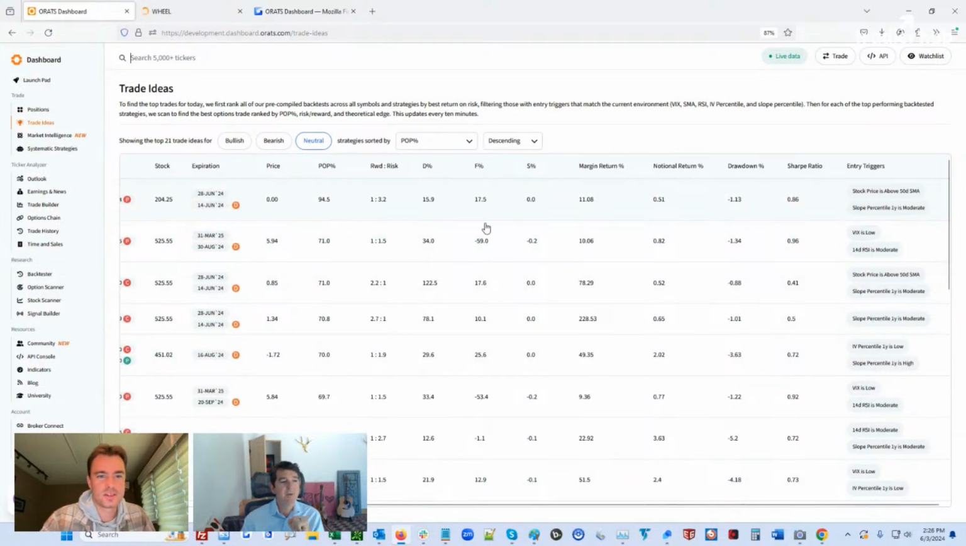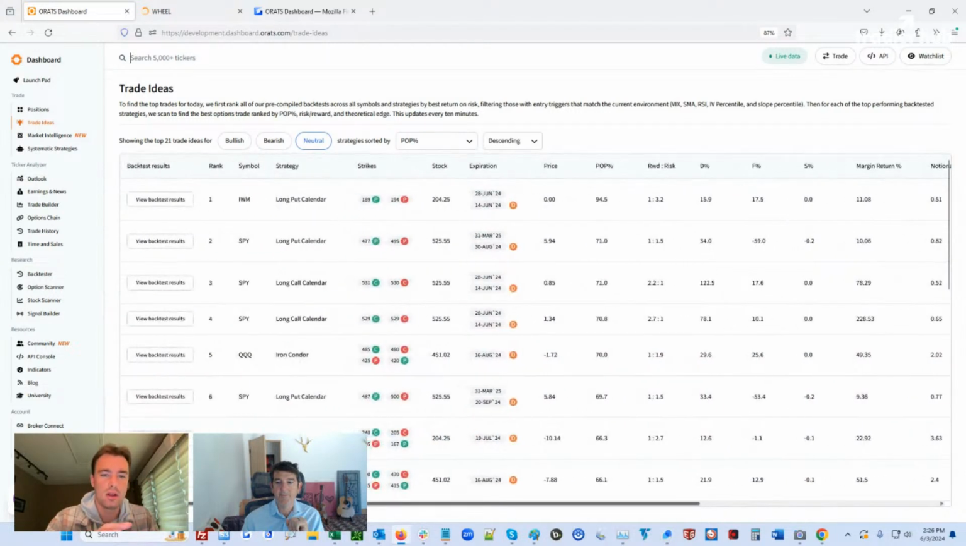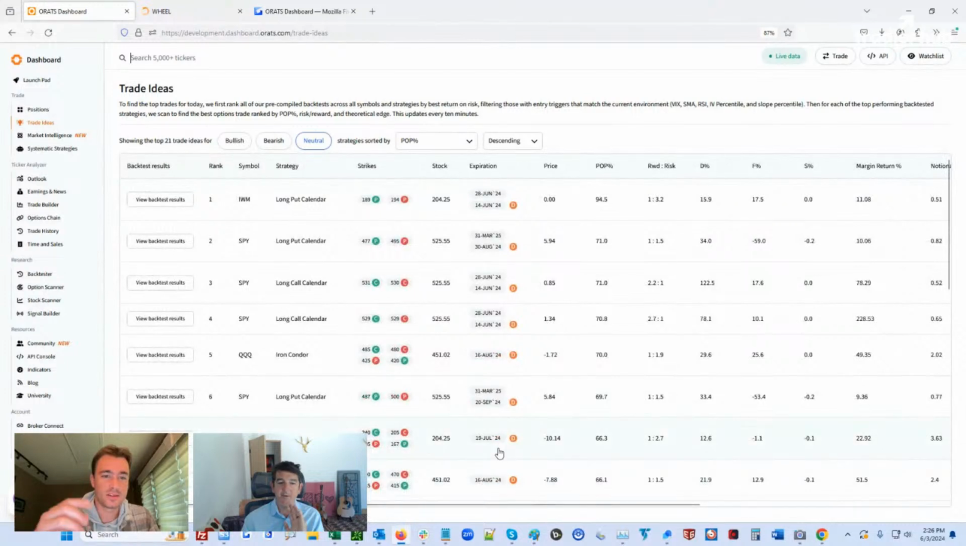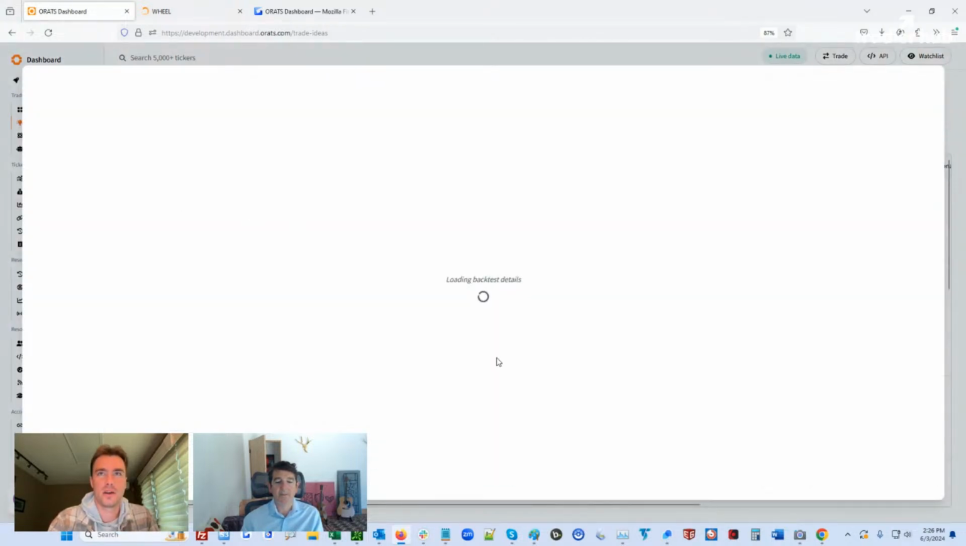Yeah, just to reiterate, these trade ideas are all backtests. These are trades that we've scanned for with the option scanner, but they've also been backtested. So that really adds a lot of value to the trade idea, right? It's no longer just an idea; it's something we've actually tested.